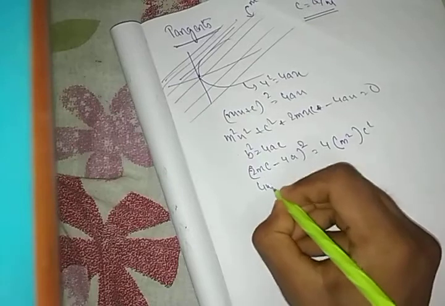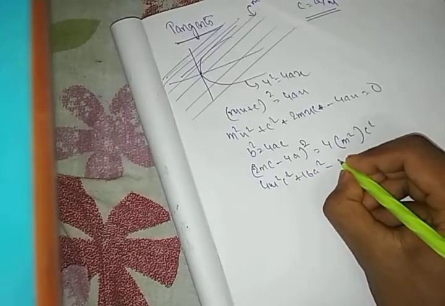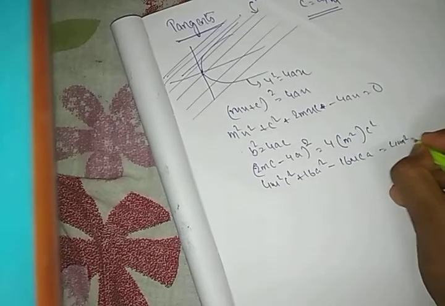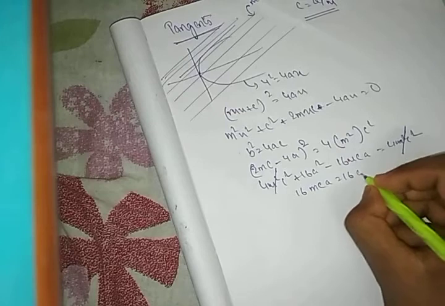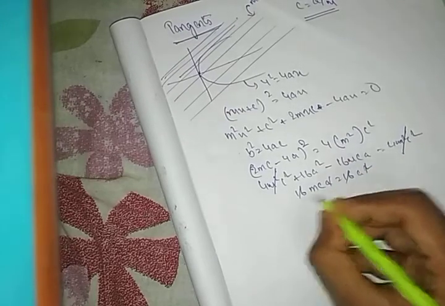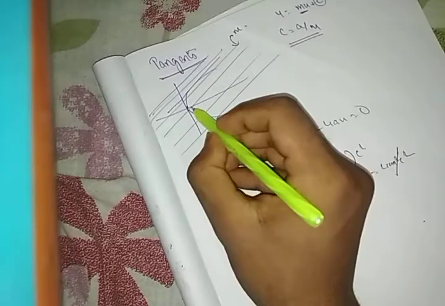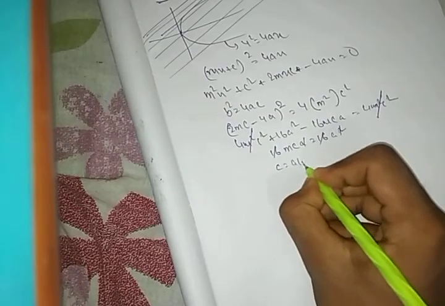Okay, so it becomes 4m square c square plus 16a square minus 16mca must equal 4m square c square. This cancelled. We have 16mca is equal to 16a square. a cancel, 16 cancel. Why did we cancel a? Because a cannot be equal to 0. If a is 0, then it is not at all a parabola. Then we get c is equal to a by m.